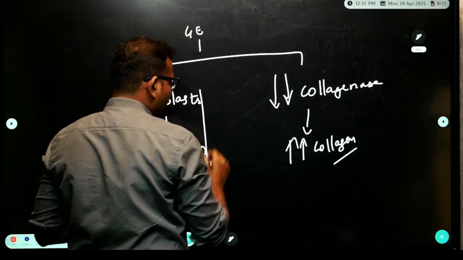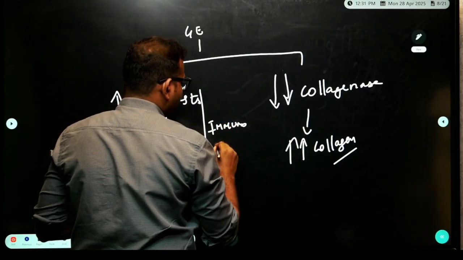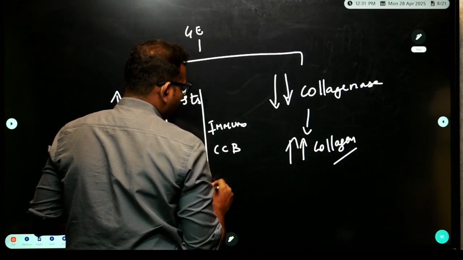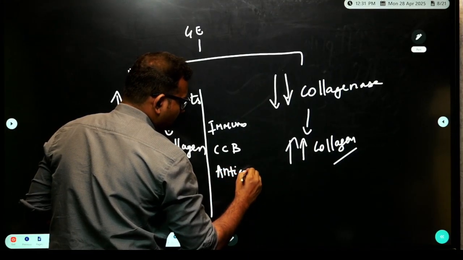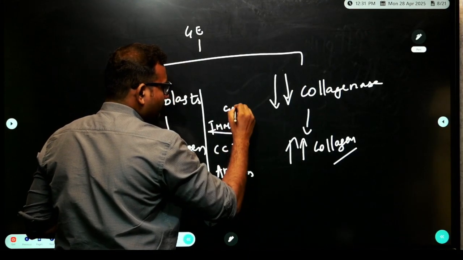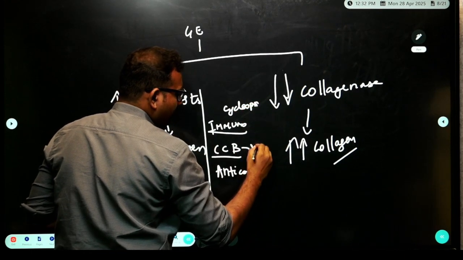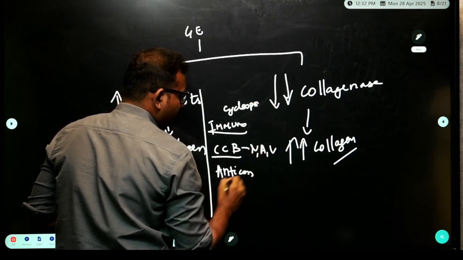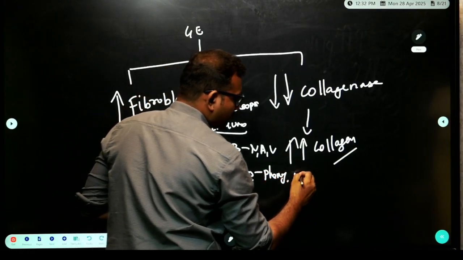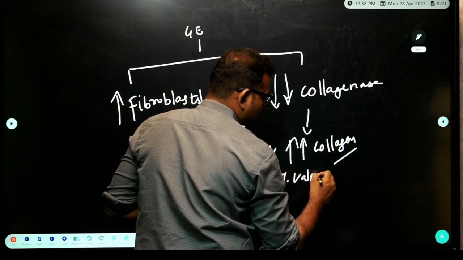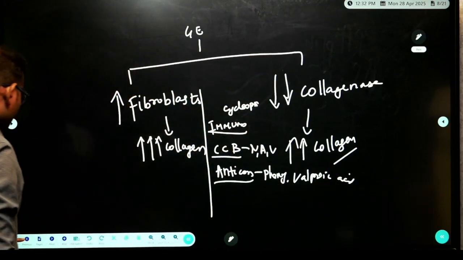First will be immunosuppressants, calcium channel blockers, and anticonvulsants. Immunosuppressants: cyclosporine. Calcium channel blockers: nifedipine, amlodipine, verapamil. Anticonvulsants: phenytoin, valproic acid. Okay, so moving on to the question.